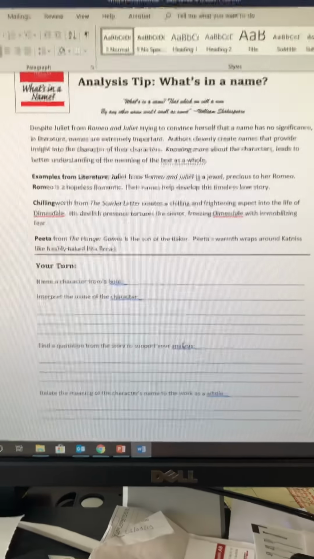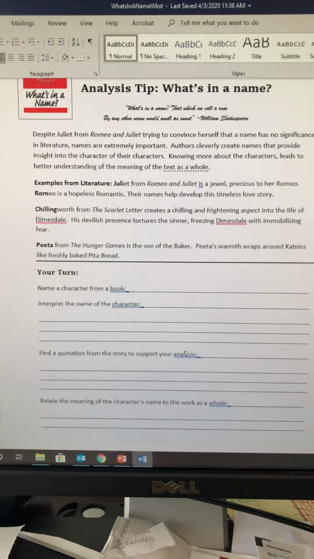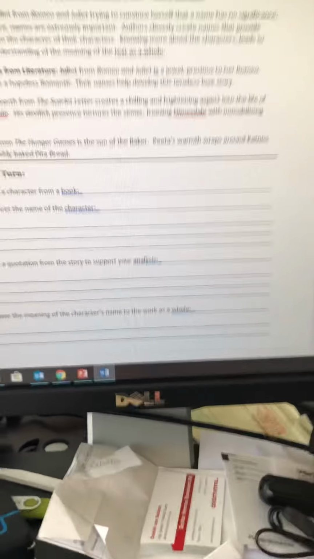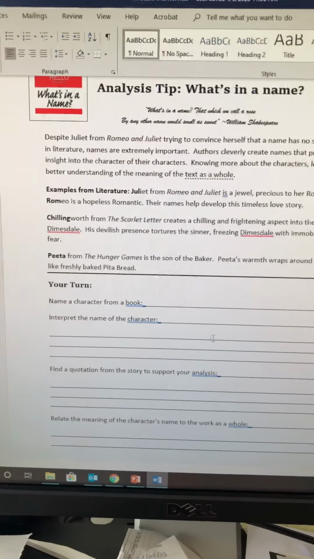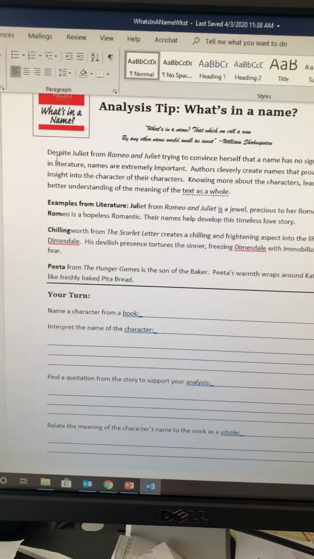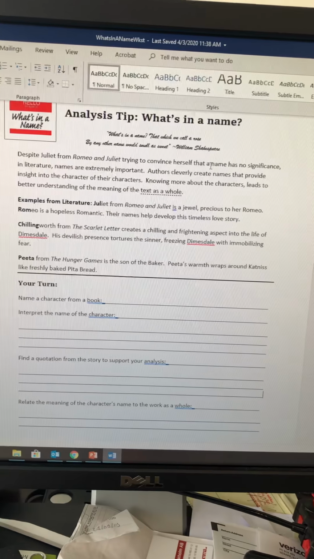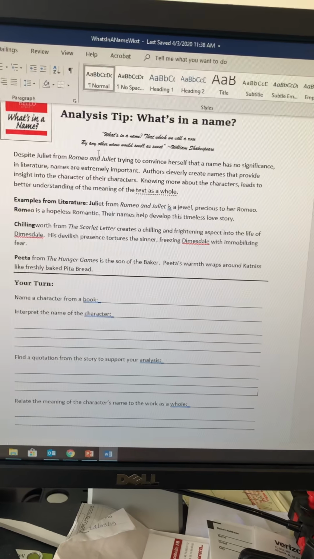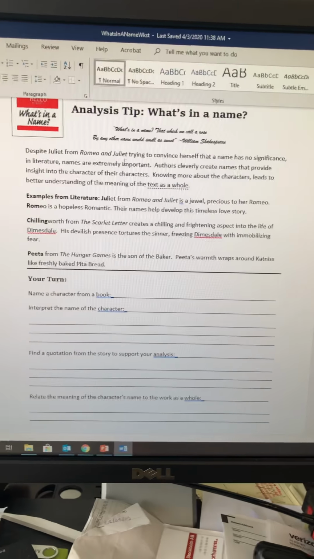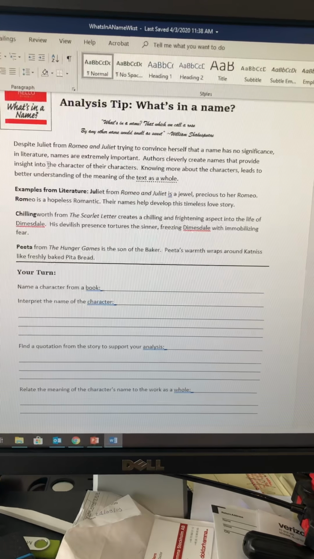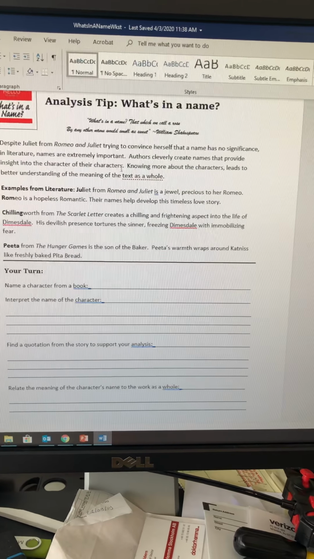Guys, so now we're going to do these worksheets for what's in a name. I'm going to read the instructions aloud to you, and please follow along with my mouse if you want. Despite Juliet from Romeo and Juliet trying to convince herself that a name has no significance in literature, names are extremely important. Authors cleverly create names that provide insight into the character of their characters.